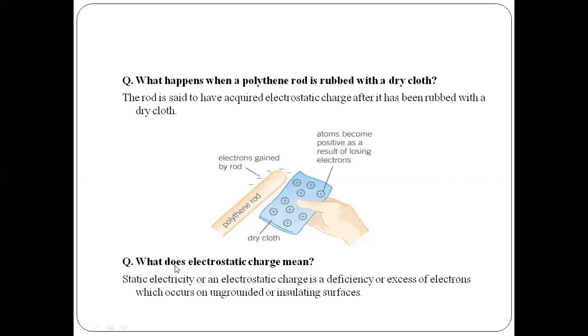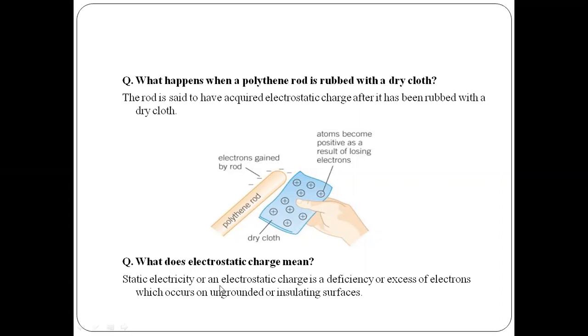Okay, now let us define this. What does electrostatic charge mean? Static electricity or an electrostatic charge is a deficiency or excess of electrons which occur on ungrounded, unearthed or insulating surfaces which are at rest. That static means static charges, they do not move. So here look at what electrostatic charge means.